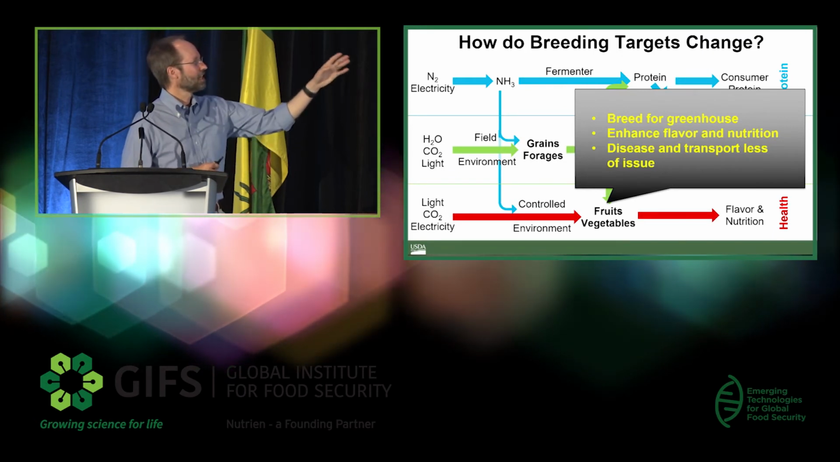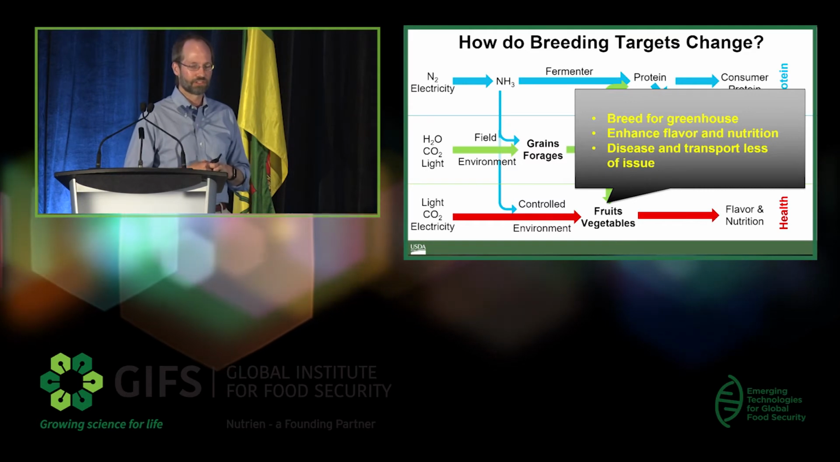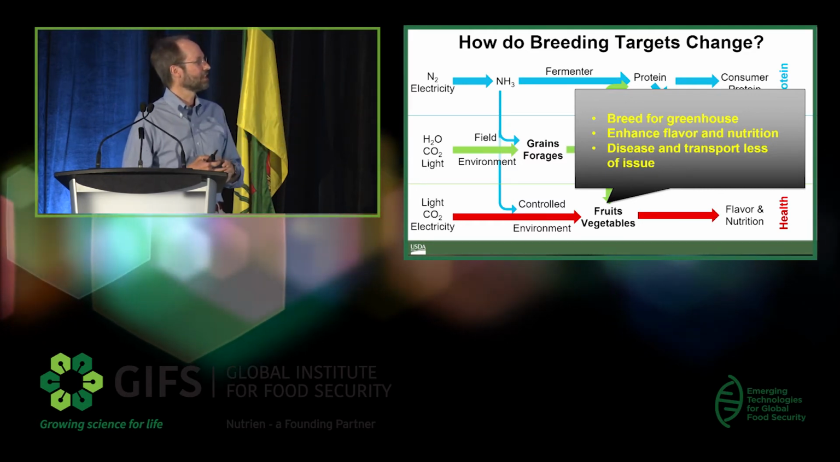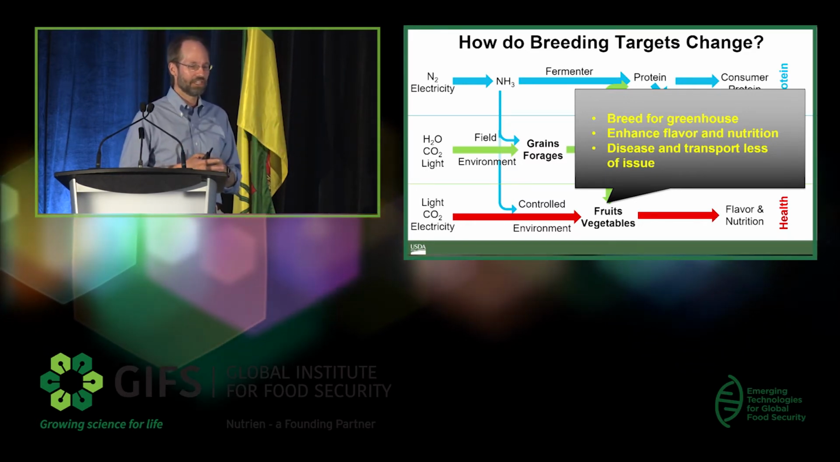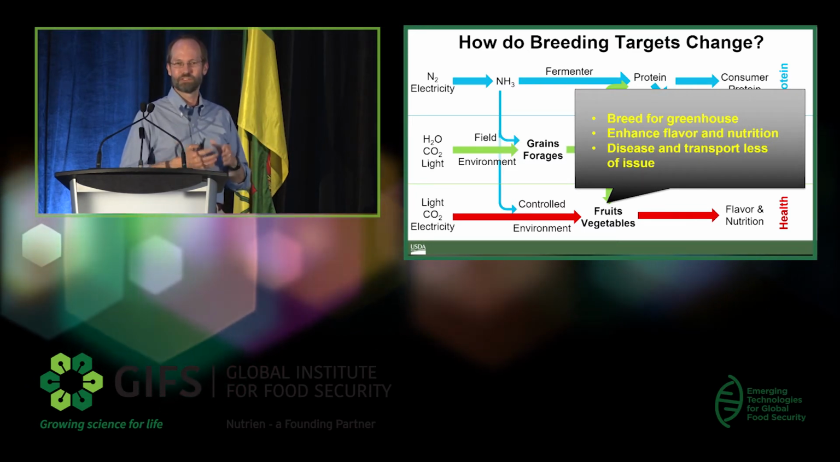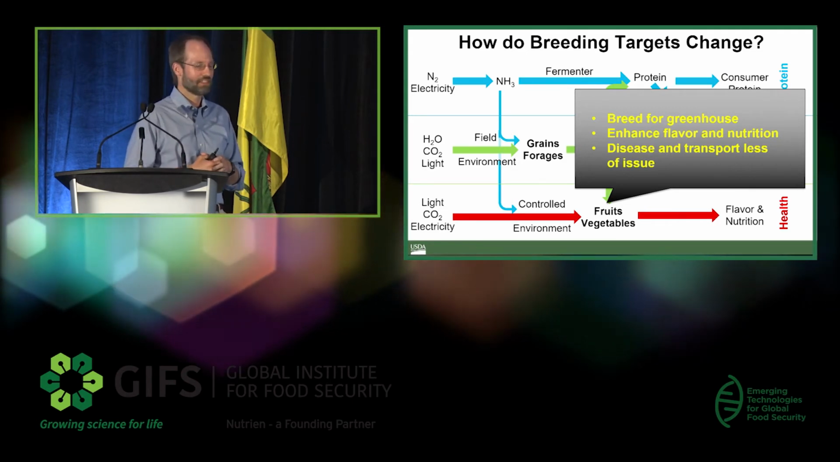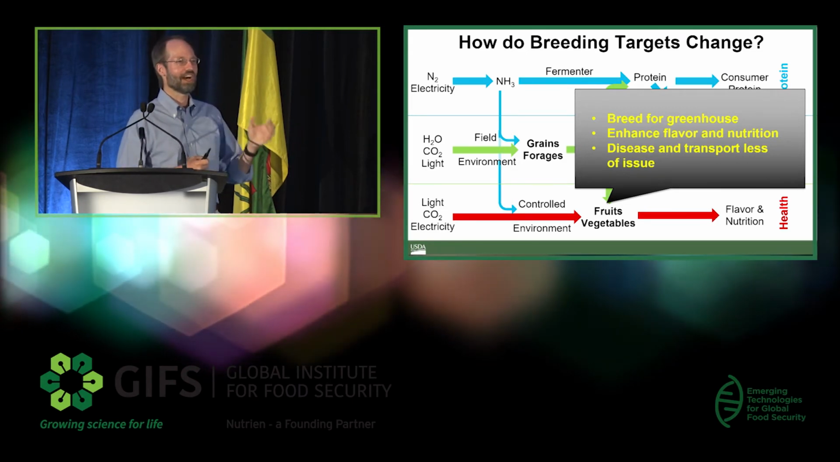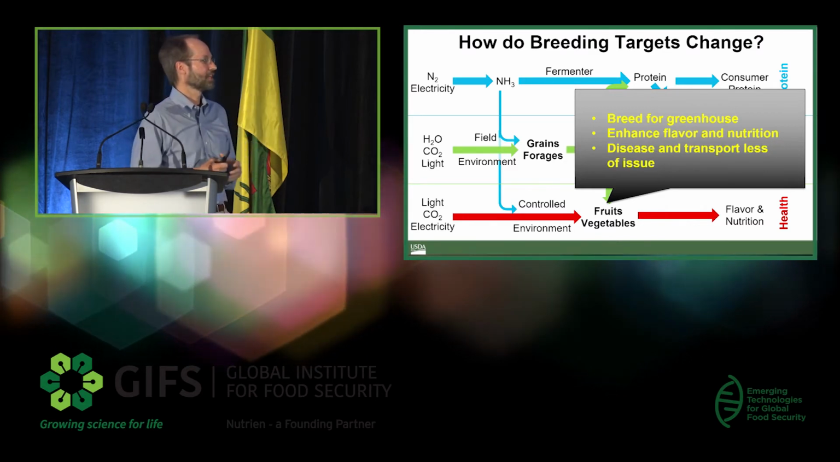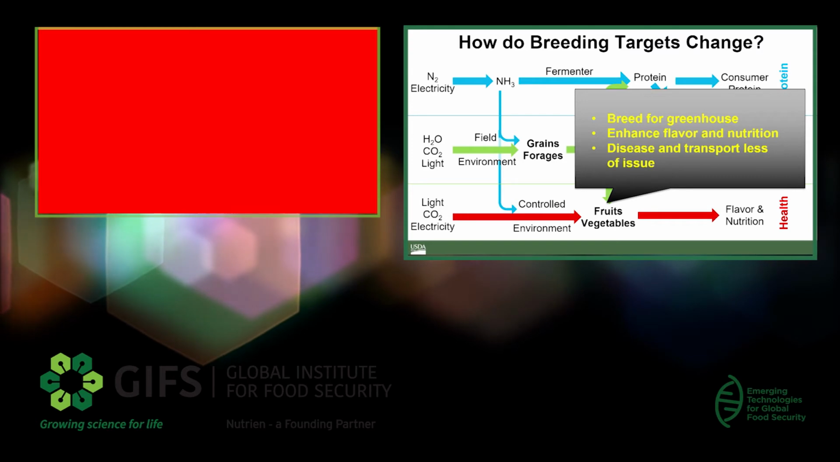fruits and vegetables, you'd be breeding for a greenhouse, you're breeding to enhance flavor and nutrition, and you're starting to worry a lot less about disease and transport issues. Much of the last 50 years in breeding of fruits and vegetables has been focused pretty much on disease and transport issues, and we've neglected flavor and nutrition. So I think now is the opportunity where we can really engage consumers again by breeding for what they care about, which is flavor and nutrition.